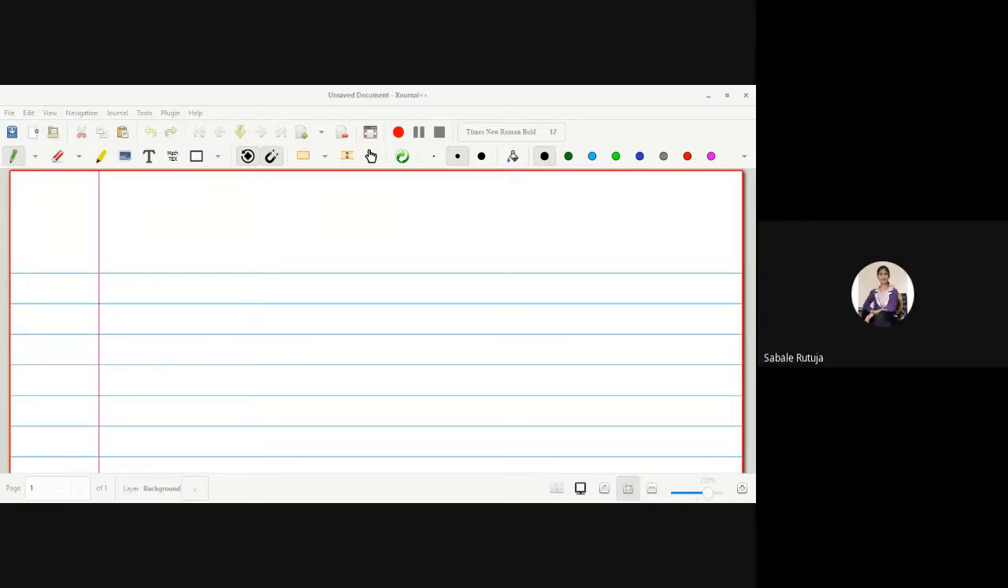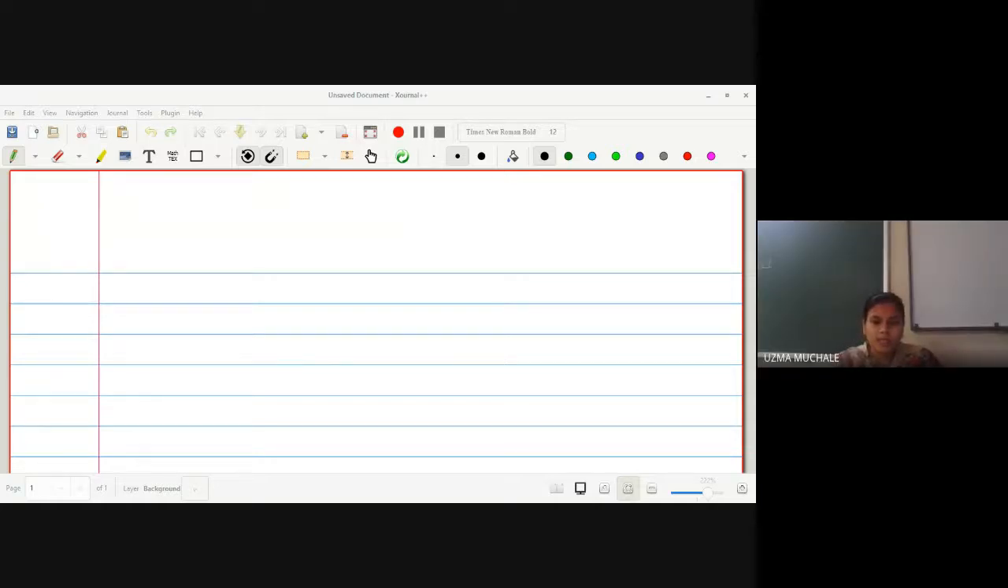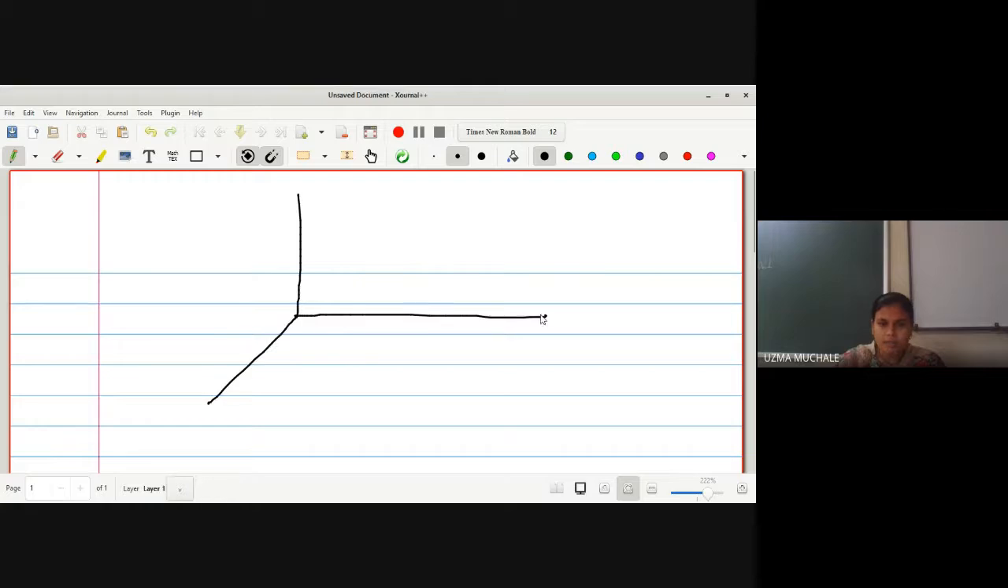Okay, let me show you once again the diagram we have drawn. I think you remember we have a curve in the xy plane and our aim is to find the surface of revolution. For that we must know how the surface of revolution actually looks.